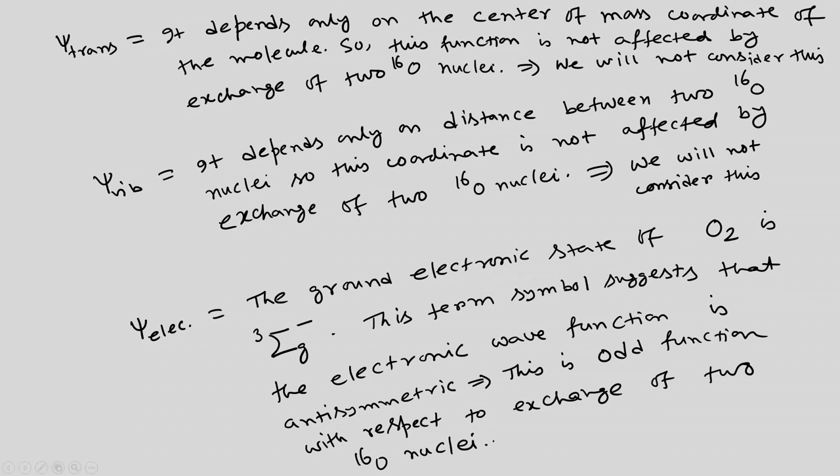So far we discussed psi trans. Psi trans depends on the center of mass coordinate of the molecule. So this function is not affected by the exchange of 2 O16 nuclei. Then psi vibrational depends only on the distance between 2 O16 nuclei. So this coordinate again is not affected by exchange of 2 oxygen nuclei. And then we considered psi electronic. So the ground electronic state of the oxygen molecule is 3 sigma g minus. So this term symbol suggests that the electronic wave function is antisymmetric. So this is an odd function with respect to exchange of 2 O16 nuclei.